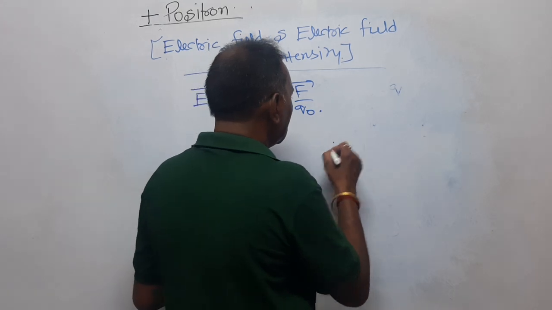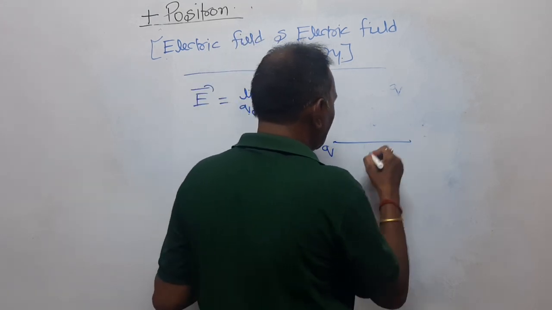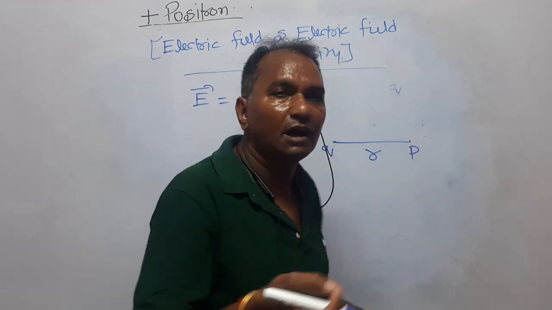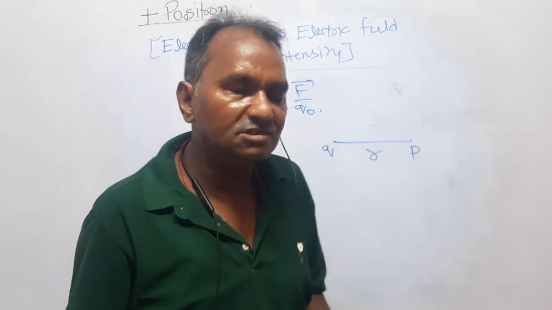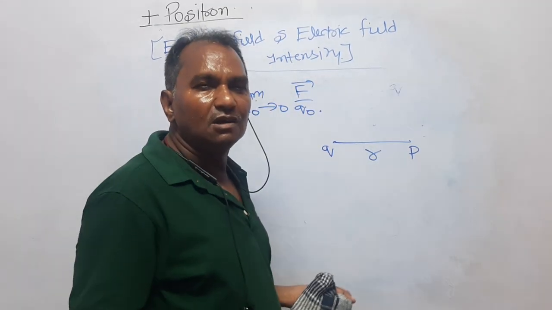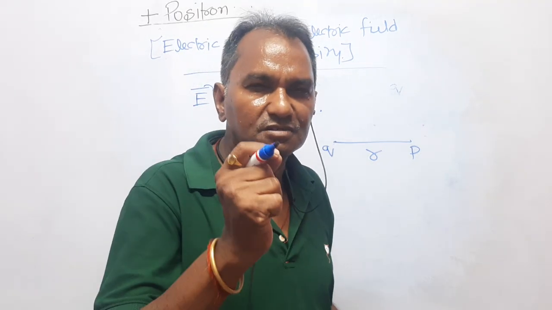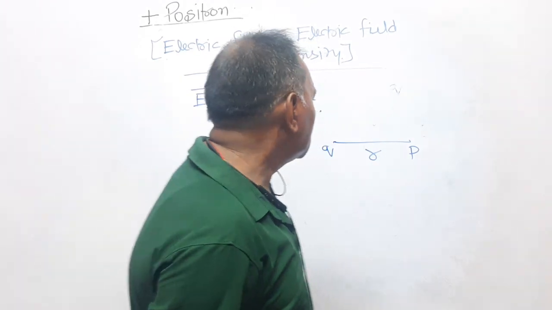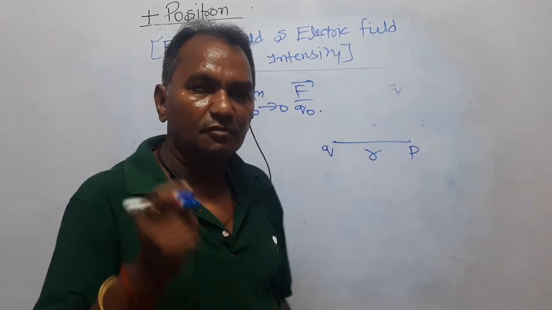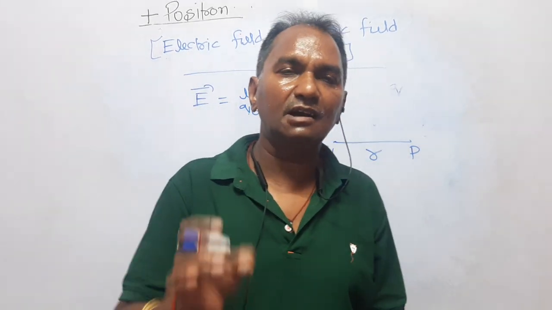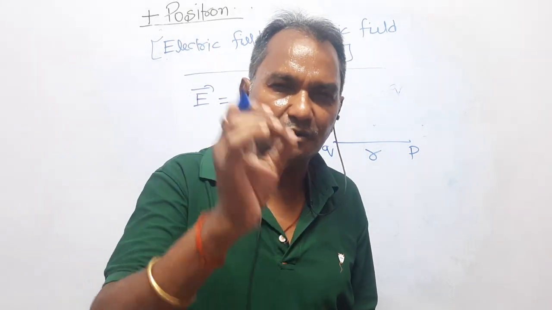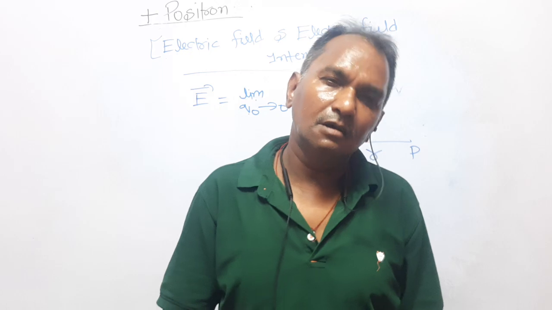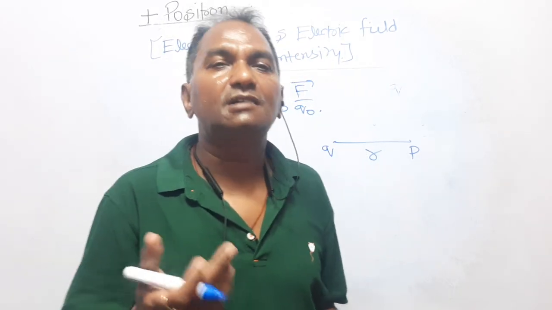Look here. Let here be a charge Q, and at a small distance r apart, we are considering a point P where we have to find the electric field intensity. Now, dear students, first of all, every field, whether it is an electric field, gravitational field or magnetic field, is a vector quantity. Every field is a vector quantity, so it has direction.